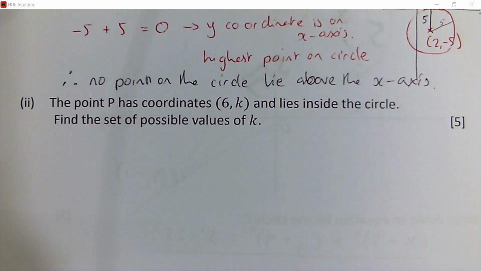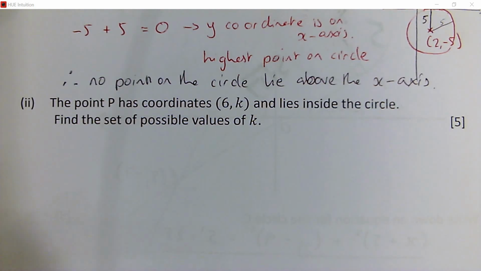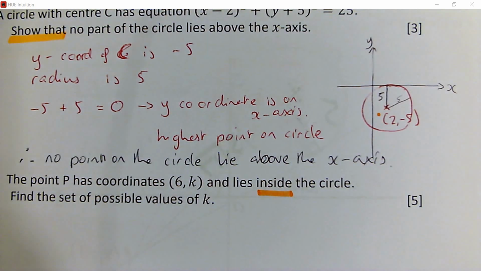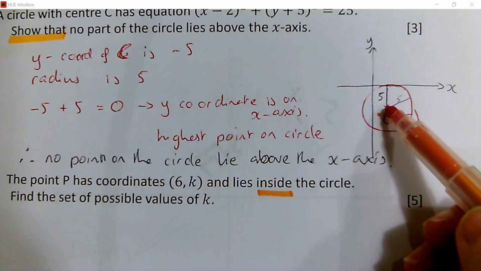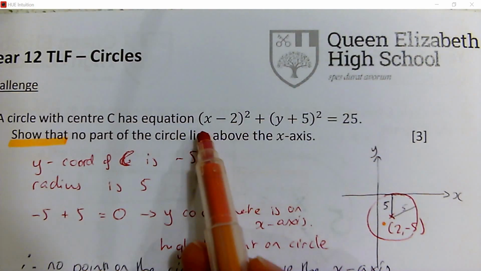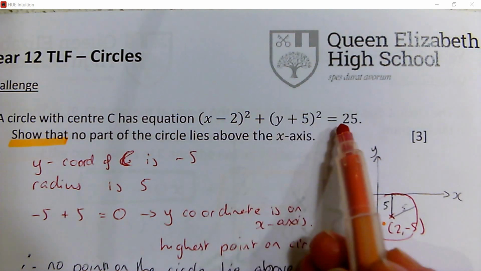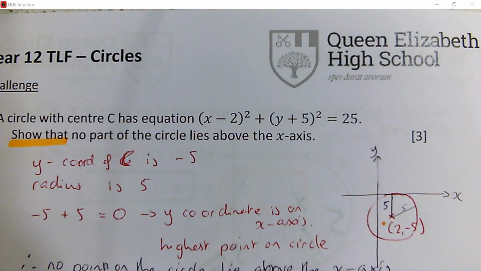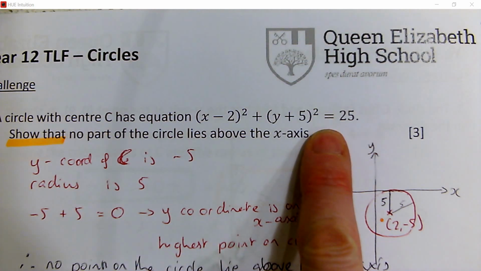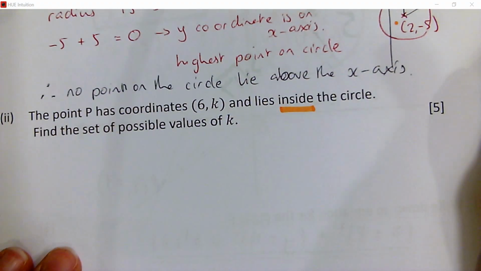Okay, let's look at part 2. So the point P has these coordinates and lies inside the circle. So somewhere inside the circle on our little picture, somewhere in there. So that means that the distance from the centre to that point has got to be less than the radius of 5. So when we look at this equation, the coordinates 6 and k are going to satisfy that equation, but less than 25. If it was equal to 25, it would lie on the circle. If it was bigger than 25, the point would lie outside the circle. But because it's less than, it lies inside the circle.